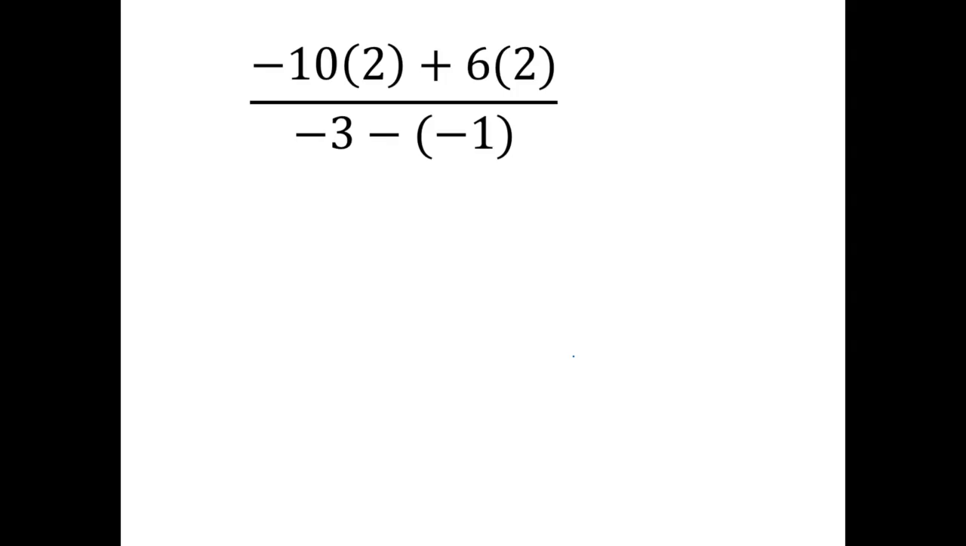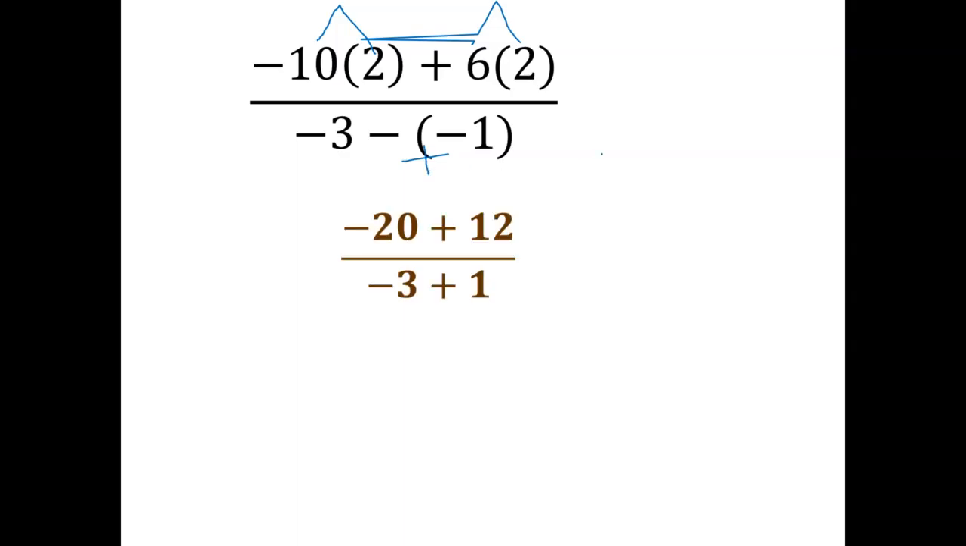Let's try one with the fraction bar. Here we have negative 10 times 2 plus 6 times 2. And on the bottom, I have negative 3 and then a negative sign for the parentheses and a negative 1. First I'm going to multiply negative 10 times 2, which is negative 20. And then I'm going to multiply 6 times 2, which is 12. In the denominator, you can switch the sign right there to plus. This is what I get.